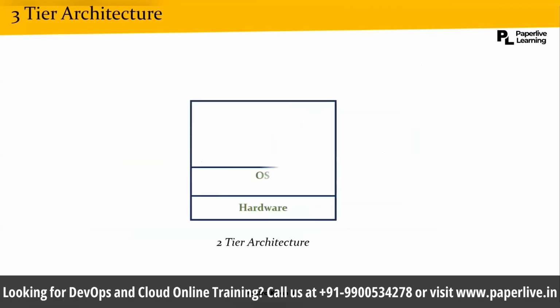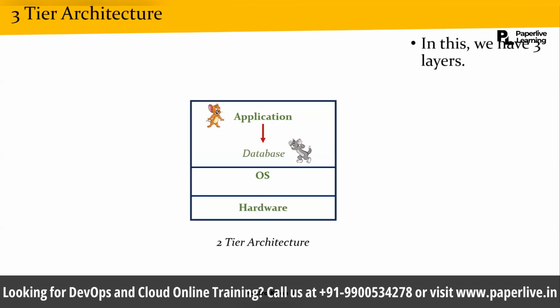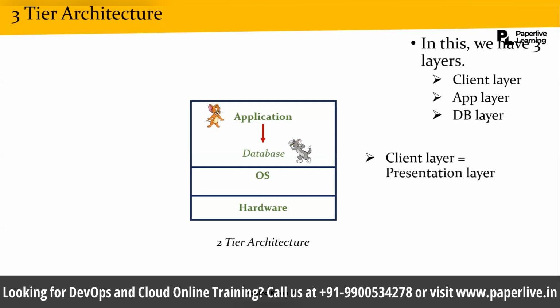So two-tier architecture goes in this way. Application and database will be there, but they are there in the same room, which we don't want. So in three-tier architecture, how many layers will be there? 3 layers will be there: client layer, application layer, database layer, separate. Now what we are going to do? We are going to divide all the 3 layers.